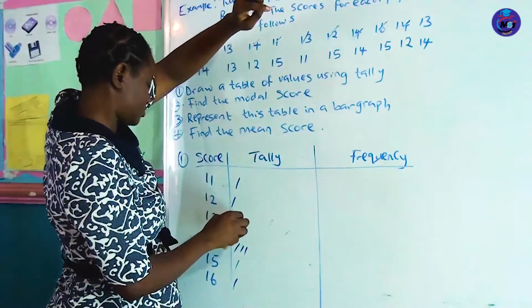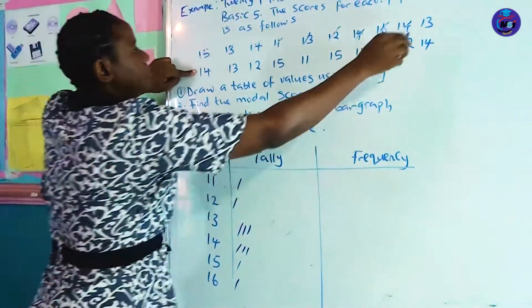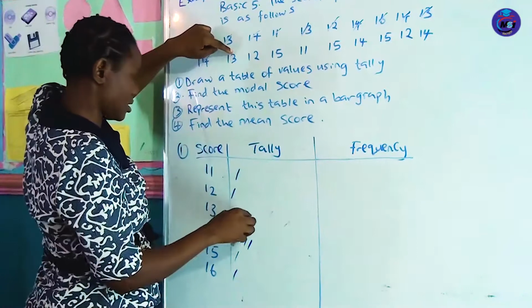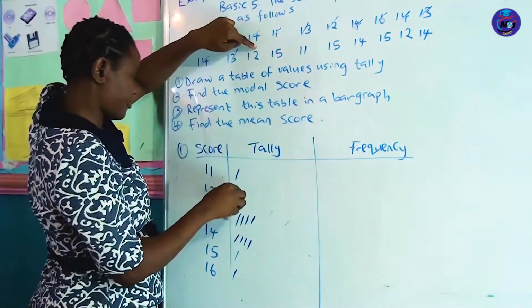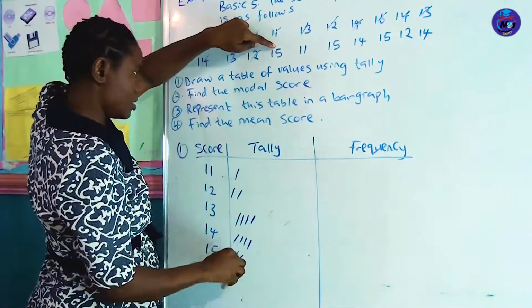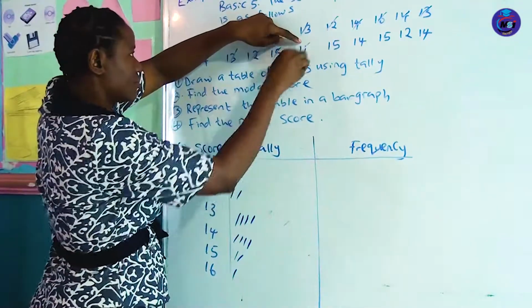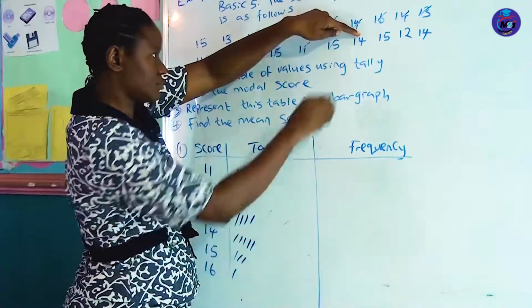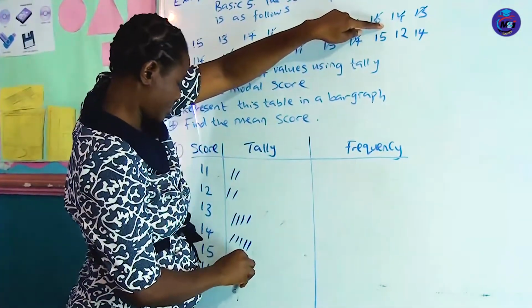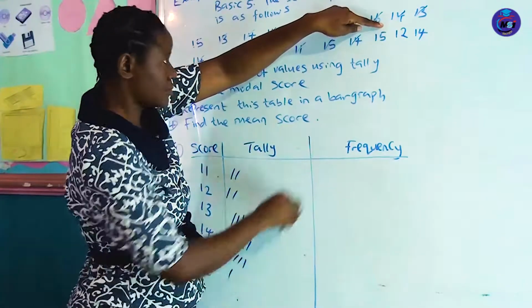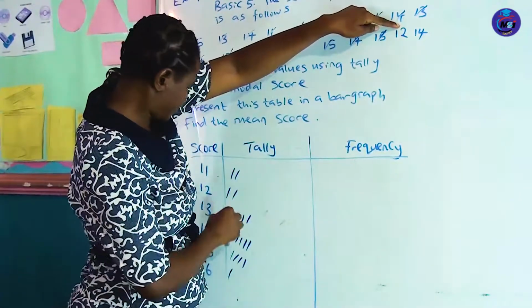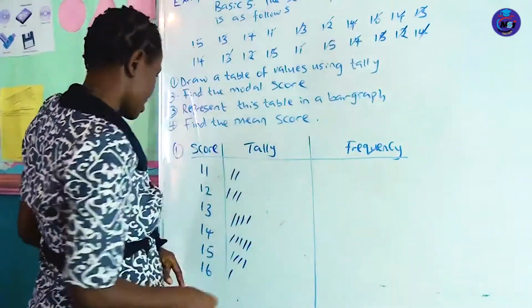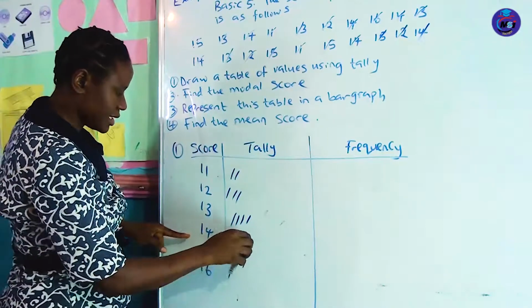13, now the next number, 14, 1, I cross out, 13, 1, 12, 15, 11, 15, 14, 15, 12, 14, 14, okay?